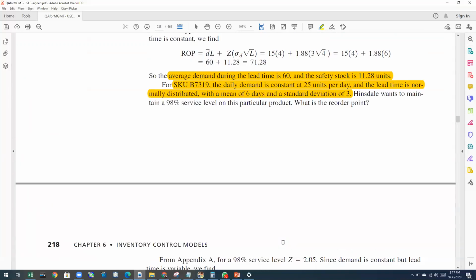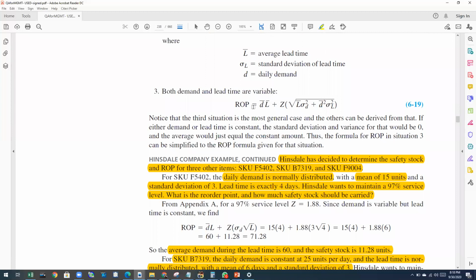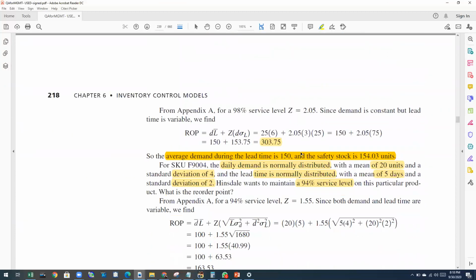Okay, now, because both demand and lead time are variable, they fluctuate, we have to use this formula. Average daily demand multiplied by average lead time plus Z multiplied by the square root of average lead time multiplied by standard deviation of demand squared plus average daily demand squared multiplied by standard deviation of lead time squared. Okay, so we have the formula. We plug in the data.